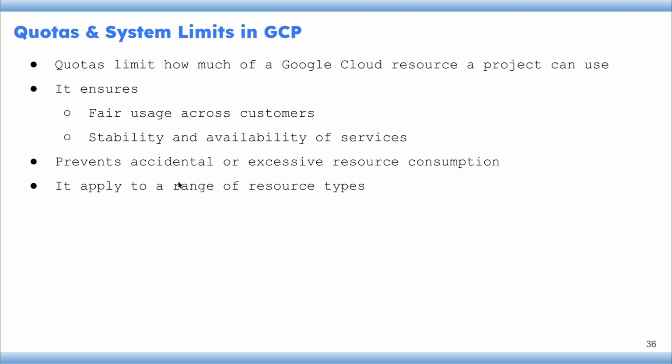Quotas apply to a range of resource types including hardware, software, and network components. For example, you can use quotas to restrict the number of API calls to a service, or the number of load balancers used concurrently by your project.